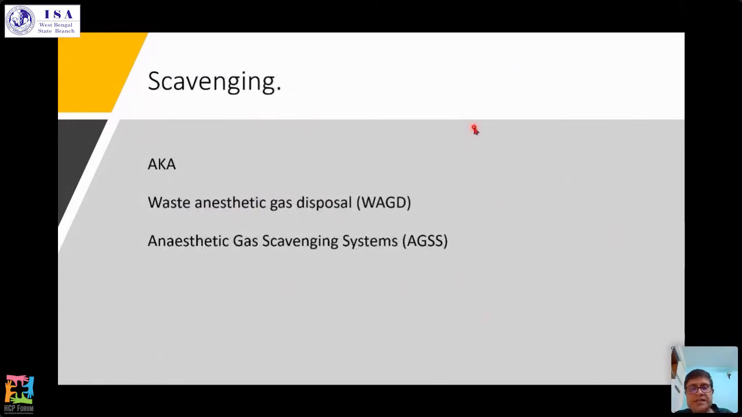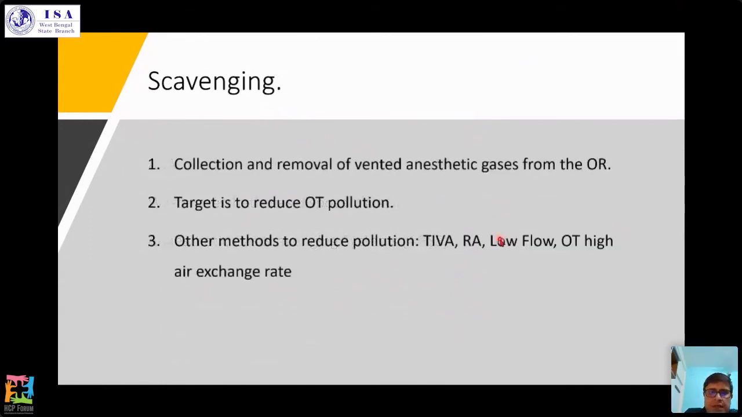Scavenging. So you have successfully supplied gas to the breathing circuit and you have used the breathing circuit successfully to anesthetize. Now what happens to the gas that is coming out? We're talking about scavenging, also known as waste anesthetic gas disposal, WAGD, or AGSS, anesthetic gas scavenging system. Big and complicated names, we'll stick with scavenging. Why do we need scavenging? The main target is to reduce OT pollution.